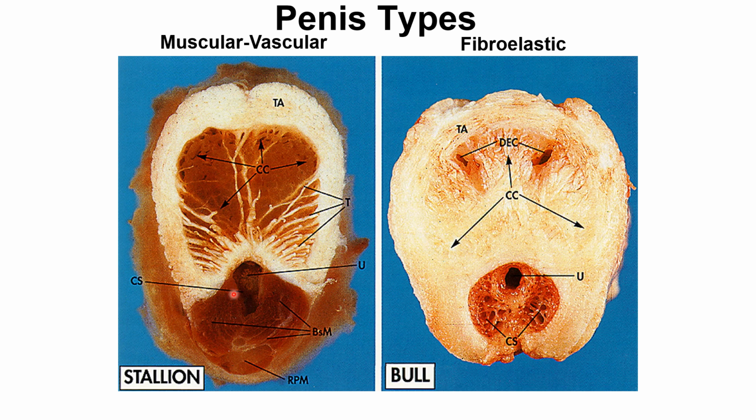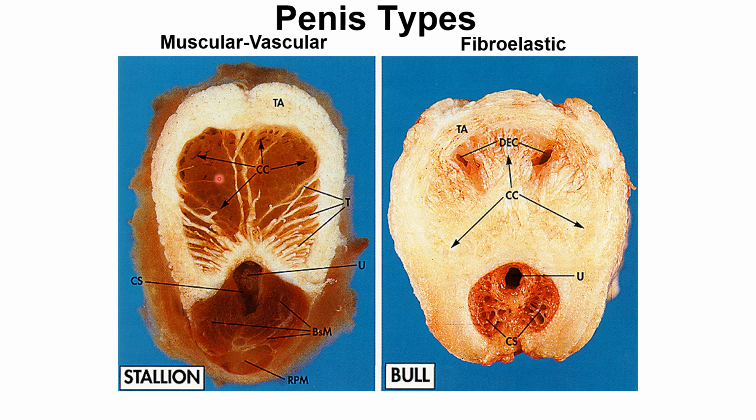The same is true for the other type, which is the muscular vascular type of penis. This is also seen in the stallion. Aside from that, it is also the characteristic penis of dogs as well as humans. When we compare that with the fibroelastic type, in the non-erect state of the muscular vascular type, the CC or the corpus cavernosum is very flaccid.